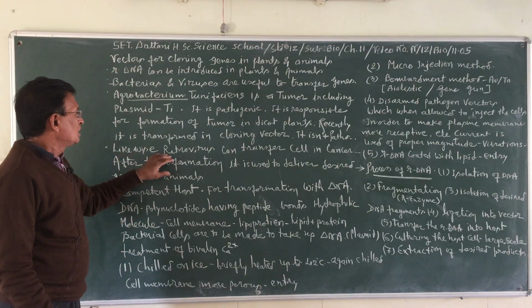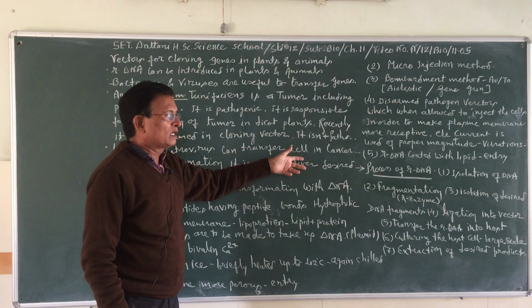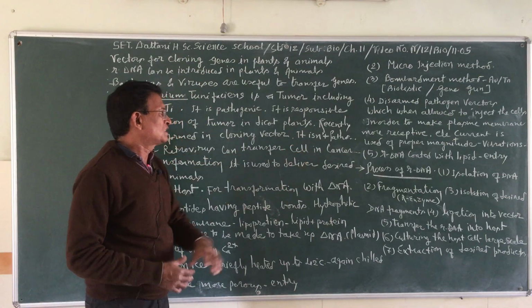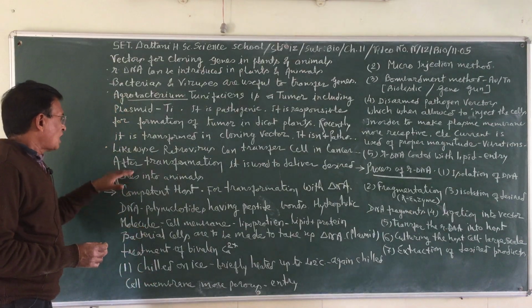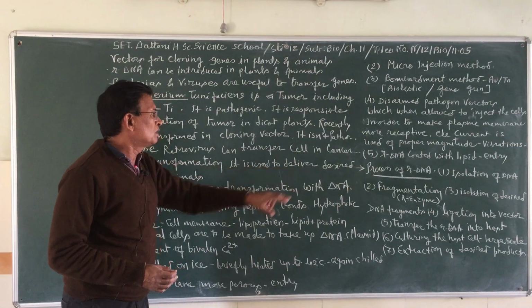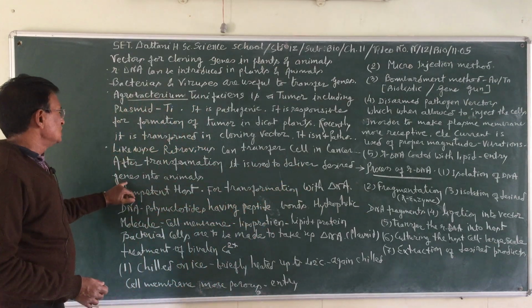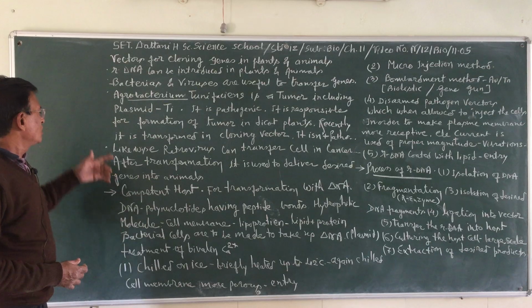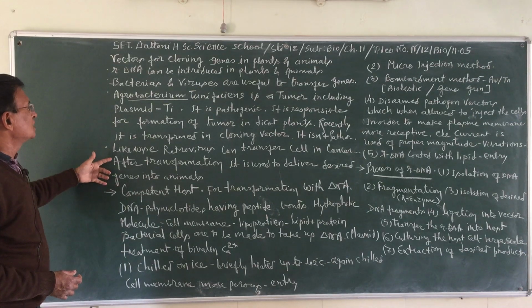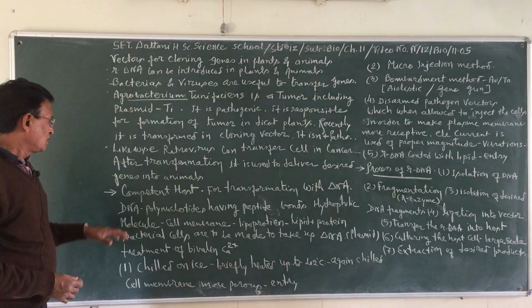Likewise, retrovirus can transform a normal cell into a cancerous cell. But after modification, this retrovirus can be used to deliver genes into the animals. So these are the things which can be done in modern genetic engineering.